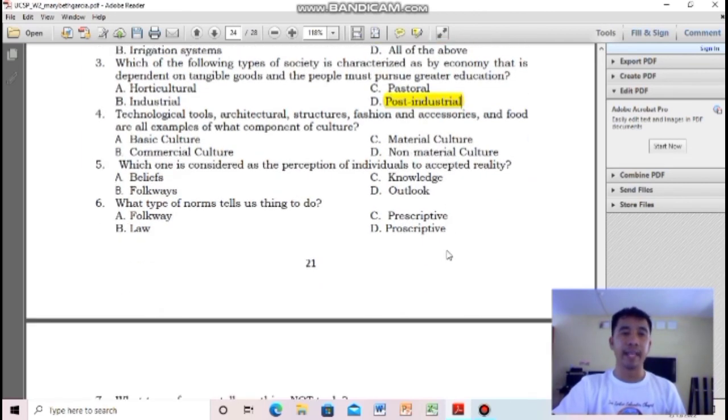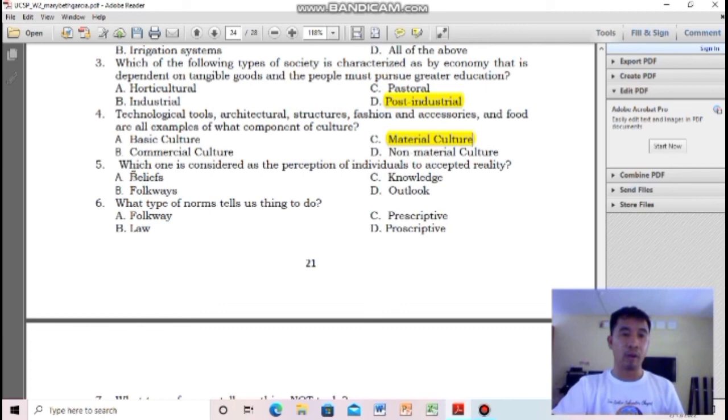For question number 4, technological tools, architectural structures, fashion, and accessories, and food are all examples of what component of culture? It's letter C, no? Mga tangible, or is material culture. Letter C.